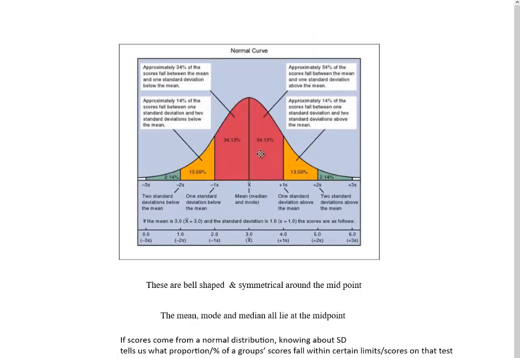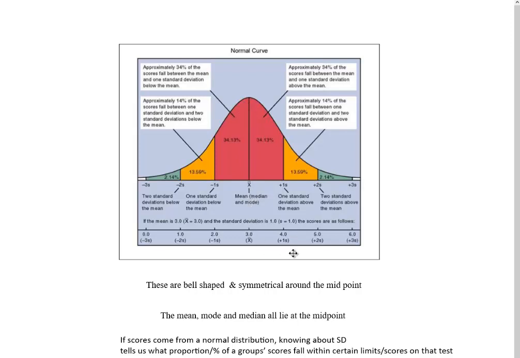Okay, so we first of all need to refresh our memories on normal distributions. A normal distribution is basically saying that you're getting a good cross-section of society's scores, so your scores have come from a really good spread of people. As a refresher, the characteristics of a normal distribution are that they are bell-shaped, they're symmetrical around the midpoint, and the mean, mode, and median all lie at this midpoint.